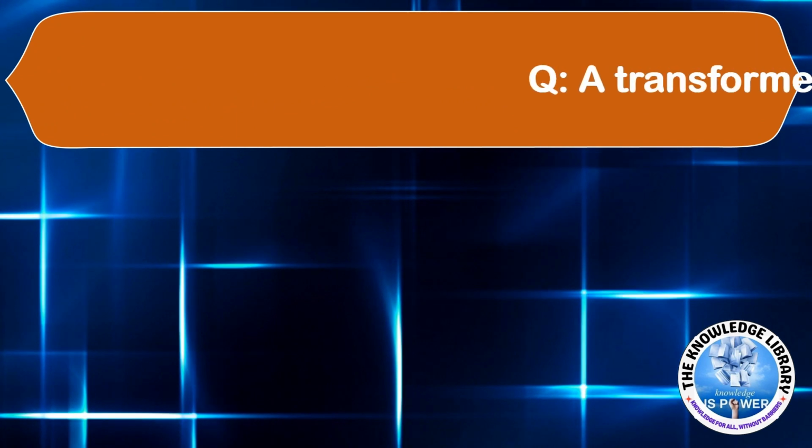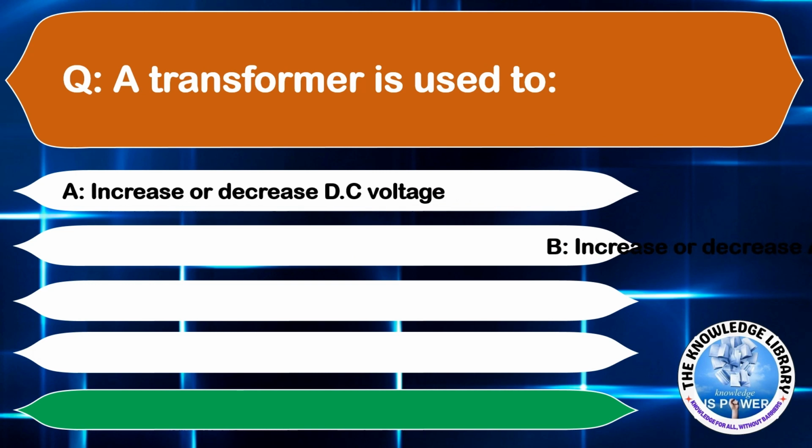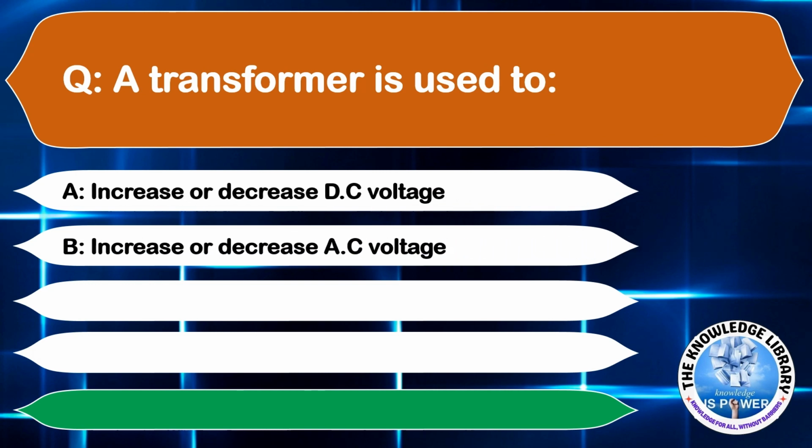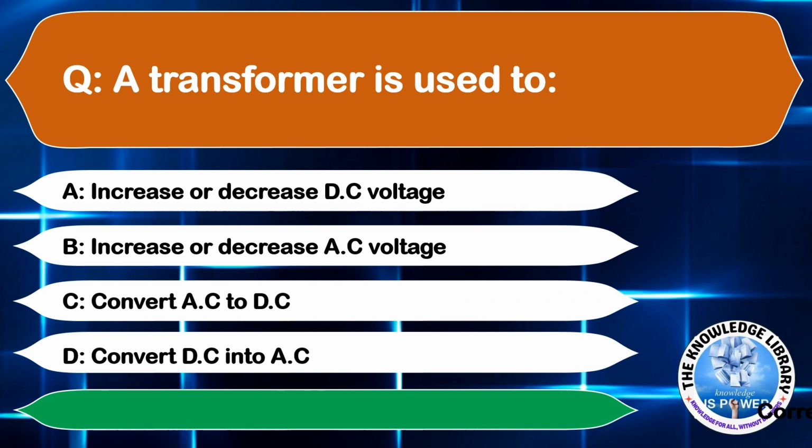The next question is, a transformer is used to A. Increase or decrease DC voltage. B. Increase or decrease AC voltage. C. Convert AC to DC. Or D. Convert DC to AC. The correct answer is option B, increase or decrease AC voltage.